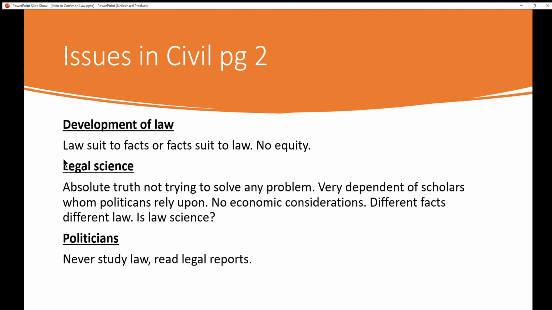And civil law is very based on legal science. Legal science means law is science, so there is something called absolute truth. So every time you want to come up with a law, you have to look for a principle. You're not trying to solve any problem. Whereas in common law, if you're trying to solve a problem, then you come up with the law. So all this is work done by scholars, right? The politicians were based on the scholars, so they don't consider economic considerations, insurance, all those.